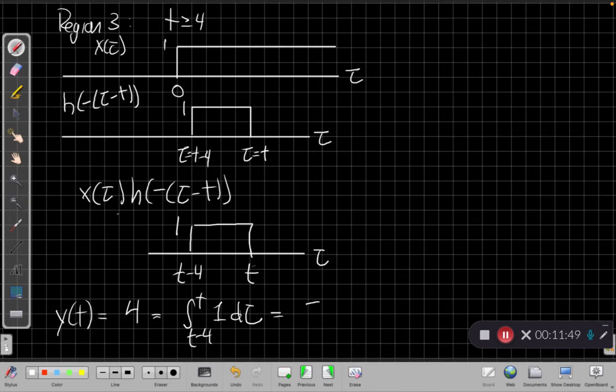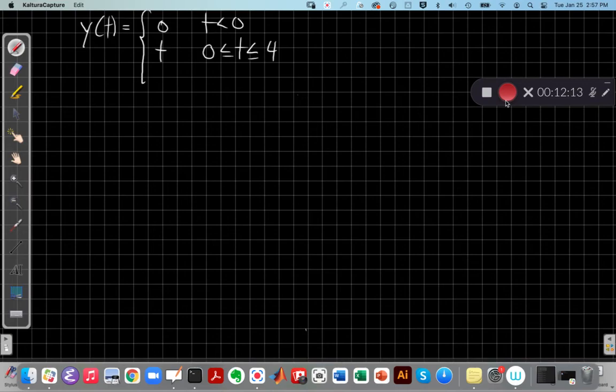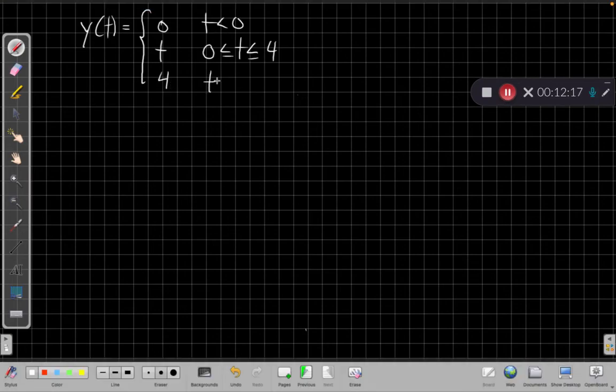And so this would have given me tau, if I did it out the long way, with the limits of t and t minus 4. So I get t minus 4, which gives me 4 back again. Right, so for my third region, this is what it looks like. So let me go add that to my other page. So here on my last page where I'm saving up all the results, I now have my third region, which says y of t equals 4 when t is greater than or equal to 4.